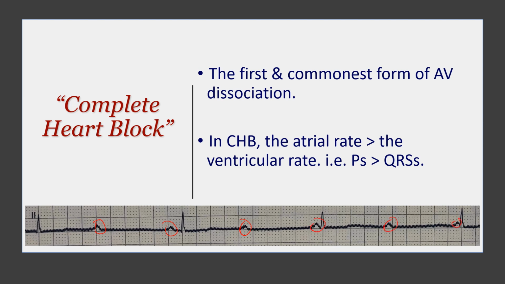So we have in this rhythm 1, 2, 3, 4, 5, 6 P waves for 1, 2, 3, 4 complexes. So the number of the P waves is more than the number of complexes, so the atrial activity is higher than the ventricular activity, and they are not talking to each other. You cannot really predict when the next complex or the next P is going to come in relation to each other. So that is the complete heart block, which is the first and commonest form of AV dissociation.